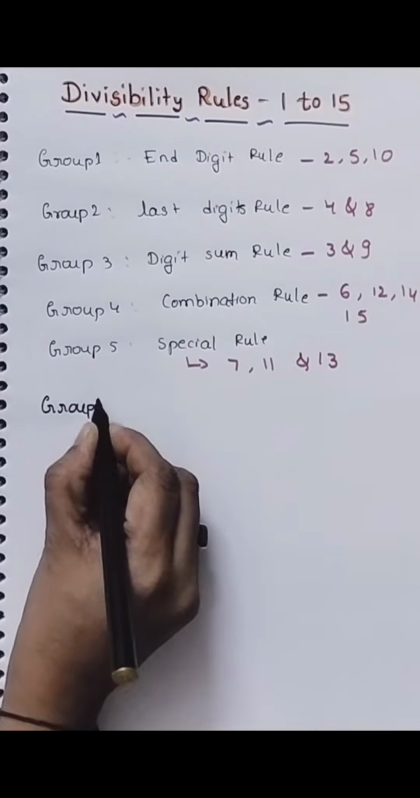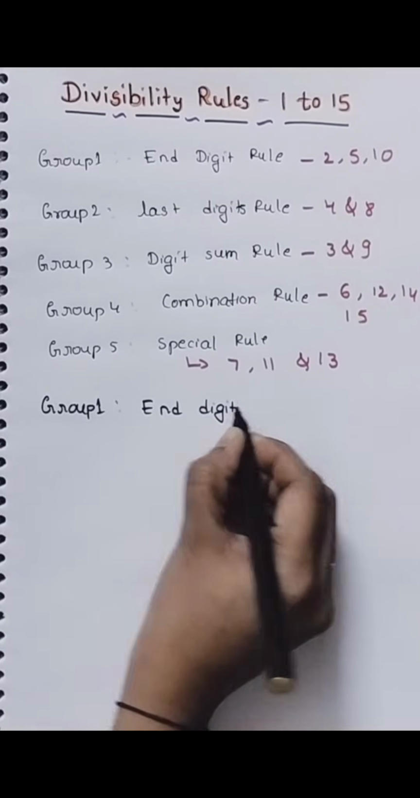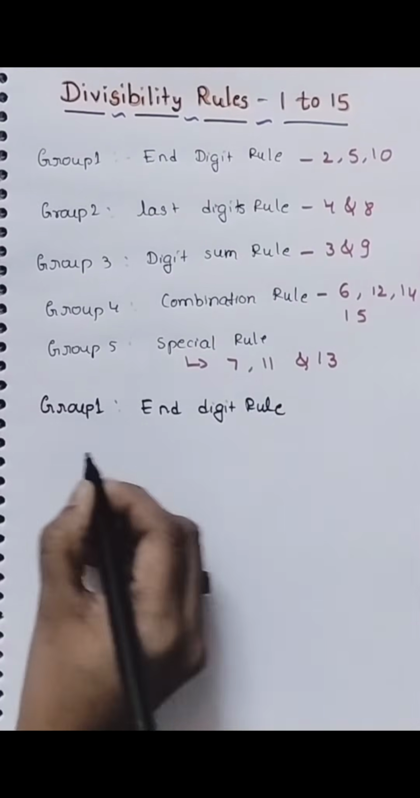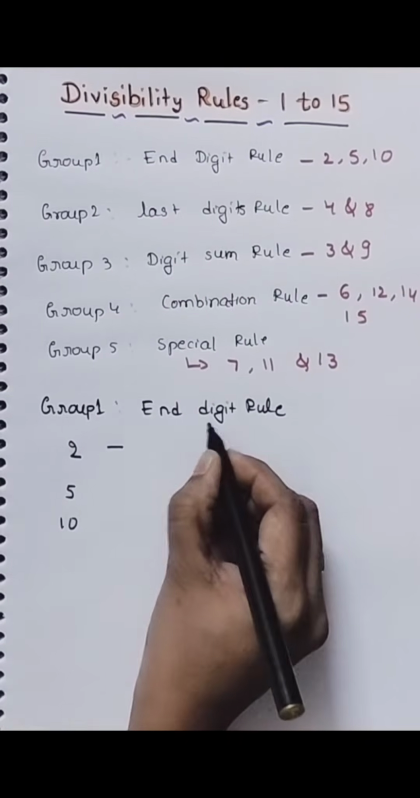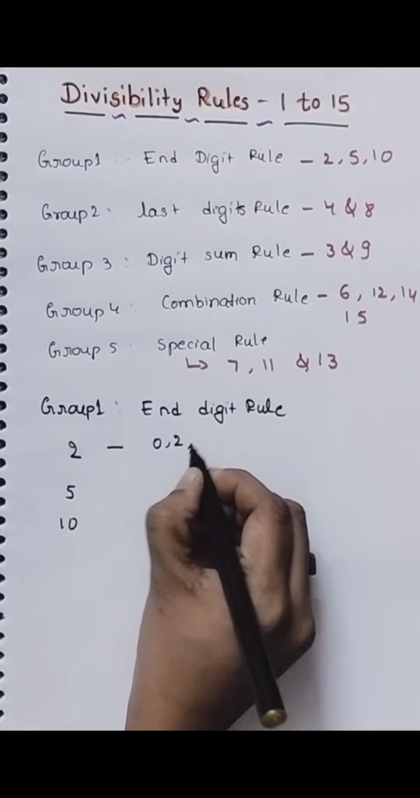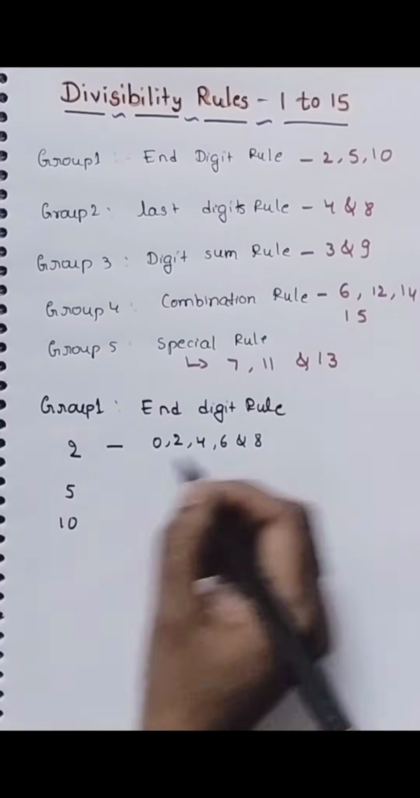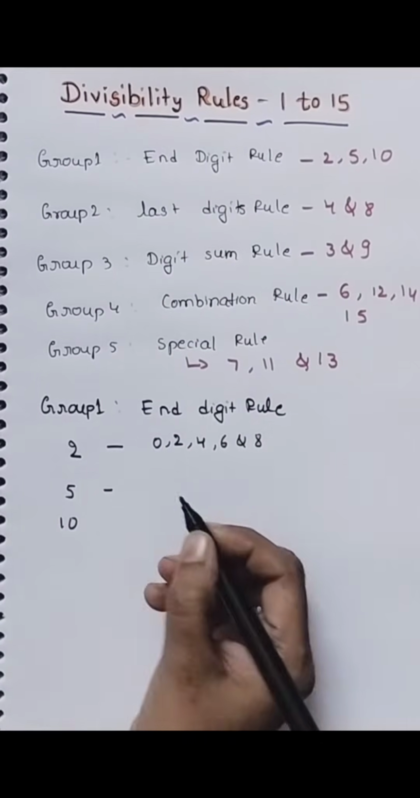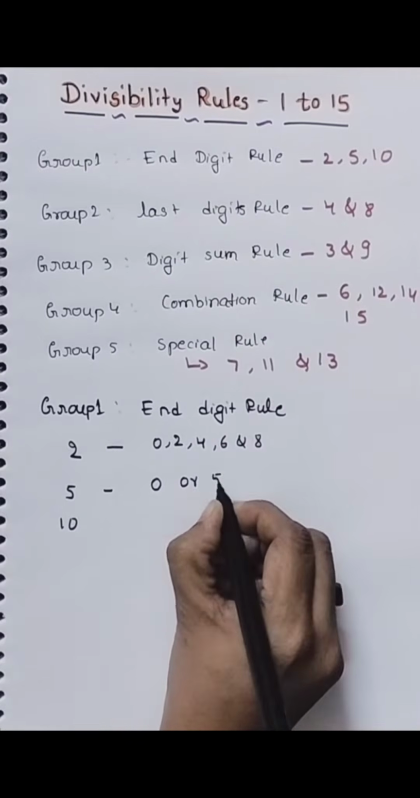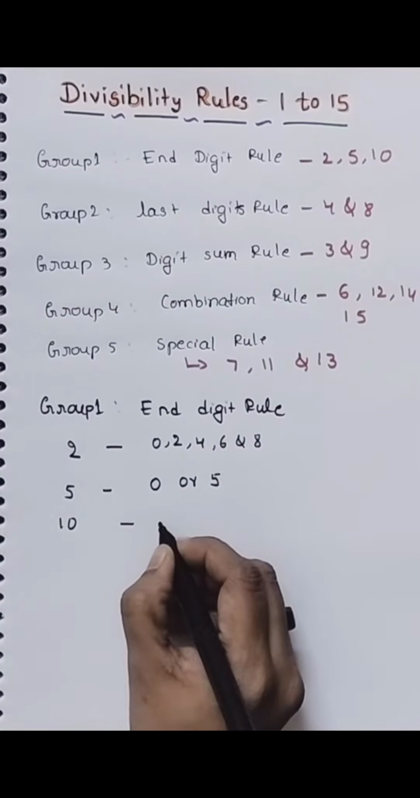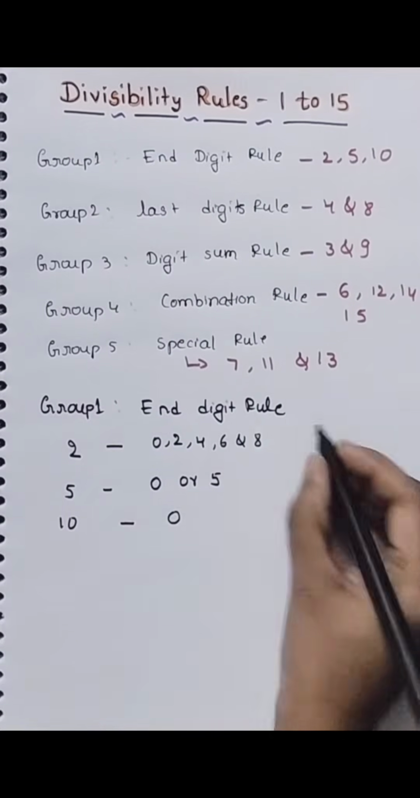First group, that's group 1, end digit rule. So what are the numbers that come here? 2, 5 and 10. If the end digit is 0, 2, 4, 6 or 8, the entire number goes with 2. Whereas for 5, the end digit should be 0 or 5. Whereas for 10, the entire number will go if the end digit is 0.